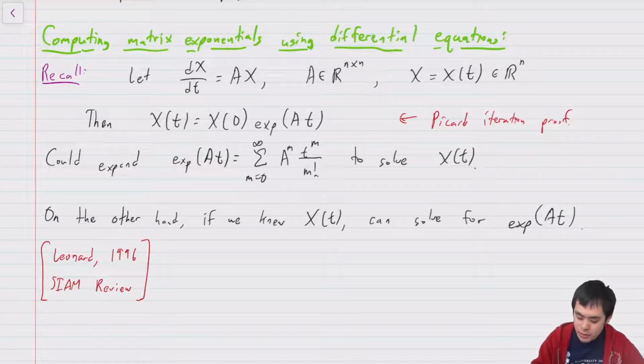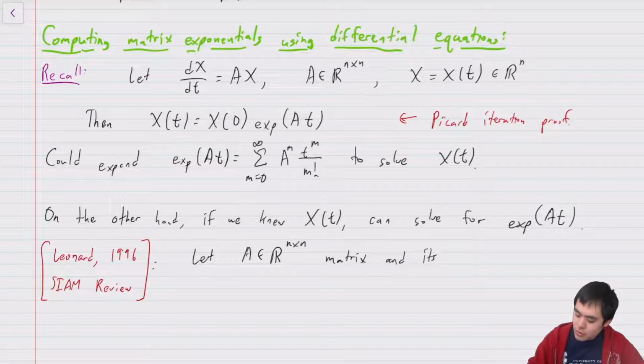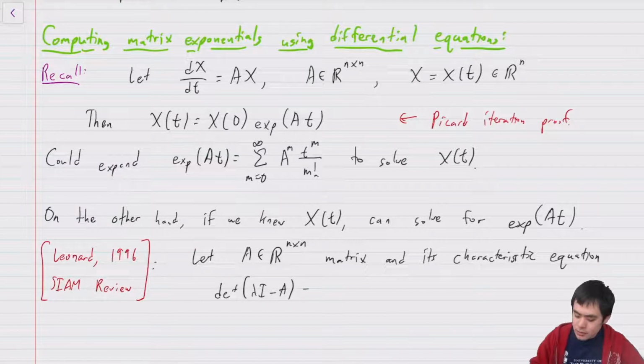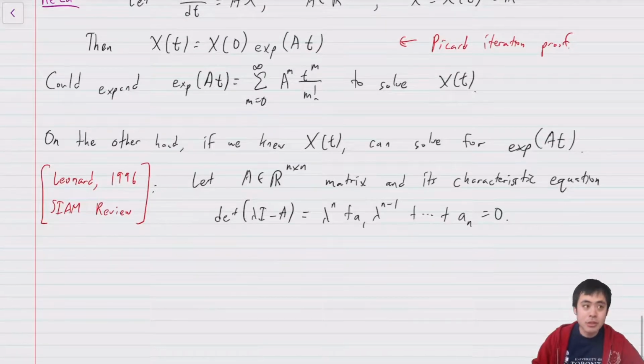I'll link it in the link below. But the basic idea here is if you let A be an n by n matrix and its characteristic equation, which is just the determinant of lambda I minus A, is equal to lambda to the n plus a1 lambda to the n minus 1 plus dot dot dot plus a n is equal to 0. So you have the characteristic equation.